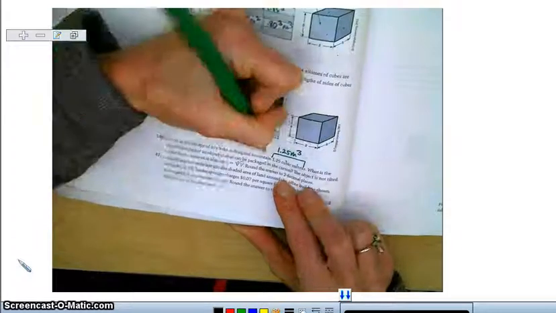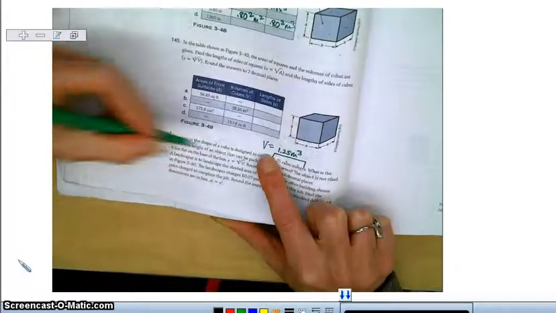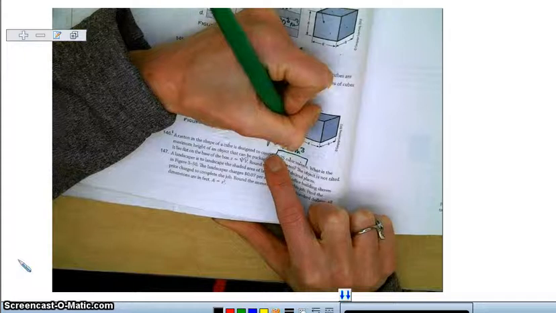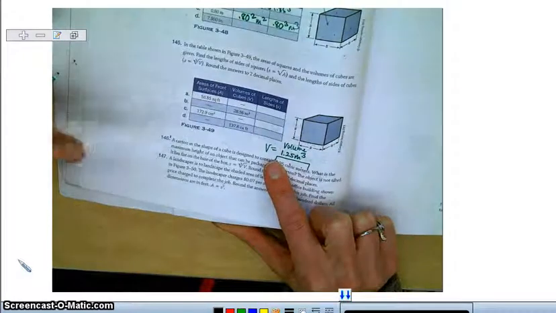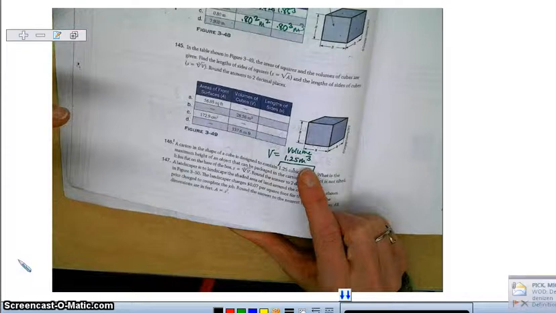So this tells me that this is the volume. How do I know that? Because only volume is in meters cubed. It can't be a side if it's got a cubed on the label.